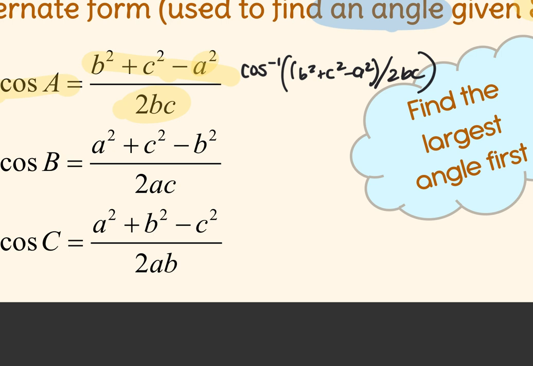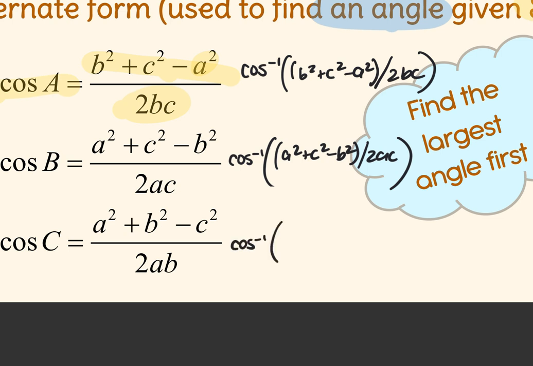So if I'm doing b, I would do the cosine -1, open the parentheses, a squared plus c squared minus b squared, close the parentheses, divided by 2ac. And if I'm doing c, cosine -1, open parentheses, open them again, a squared plus b squared minus c squared, close the parentheses, divided by 2ab. Again, you could also type it in your fraction.